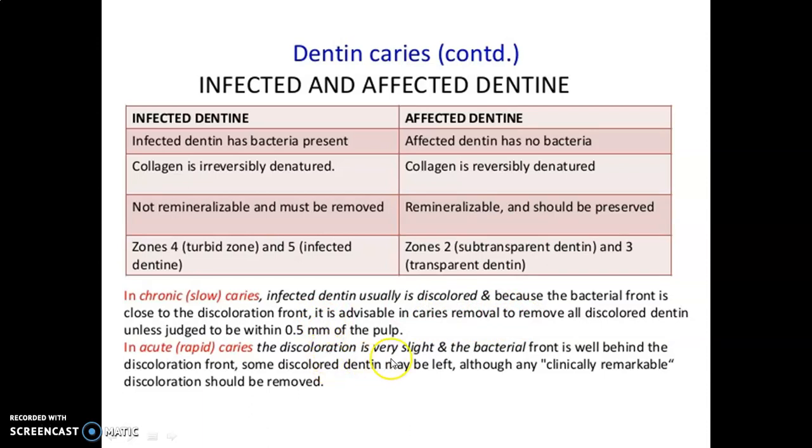In acute caries, the discoloration is very slight and the bacterial front is well behind the discoloration front. So some discolored dentin may be left, although any clinically remarkable discoloration should be removed. So this will solve the confusion between infected and affected dentin.